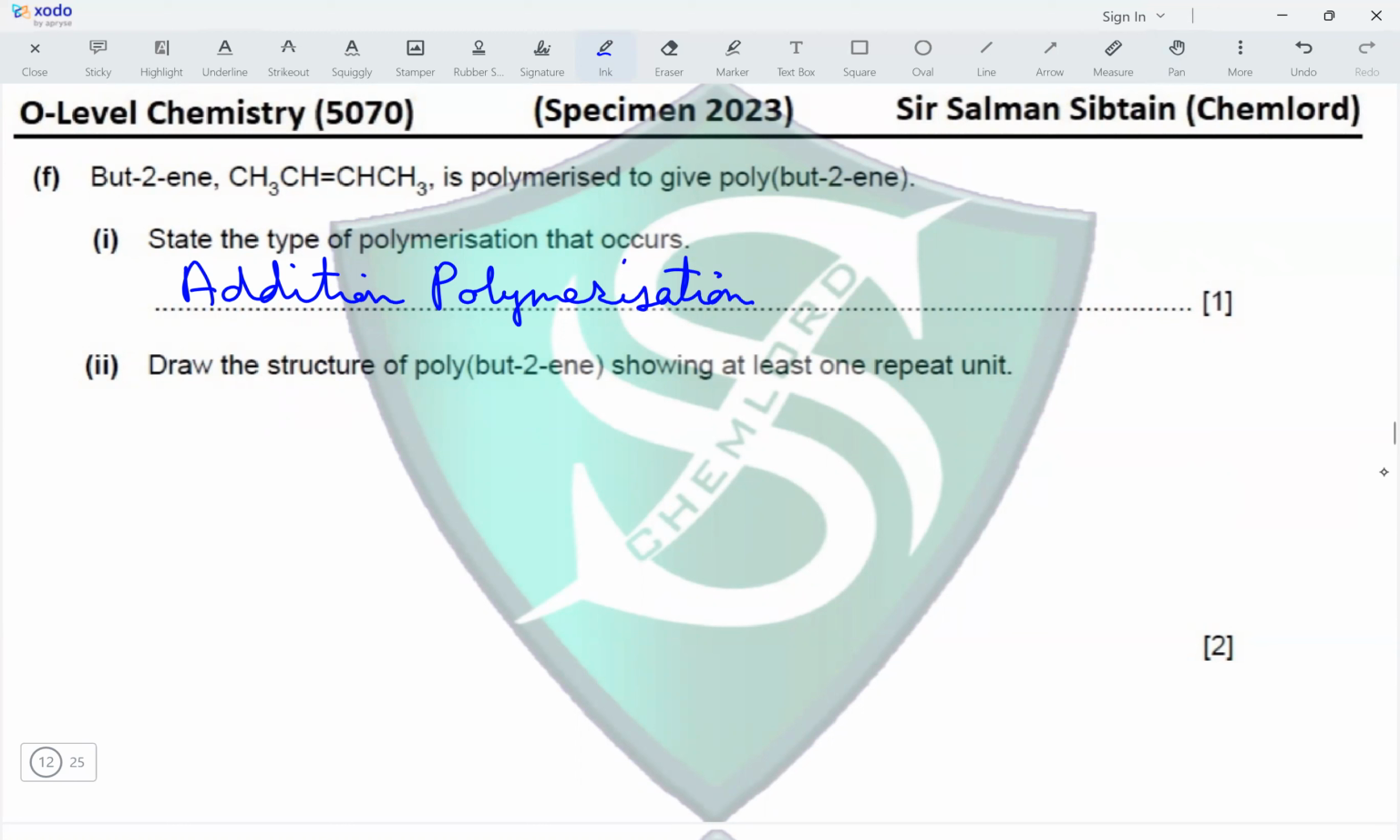Okay. So draw the structure of polybutene showing at least one repeat unit. Polybutene has the double bond opened up. So we've got carbon and carbon where the double bond was present as a single bond. And if you look at the structure of butene, we have got one hydrogen and one CH3 on the carbon on the left. And we have got one hydrogen and one CH3 on the carbon atom on the right.